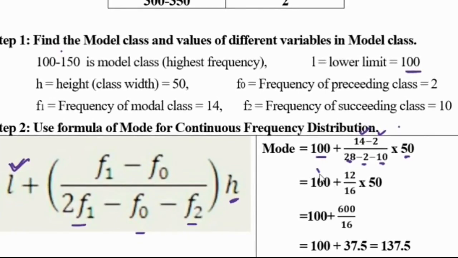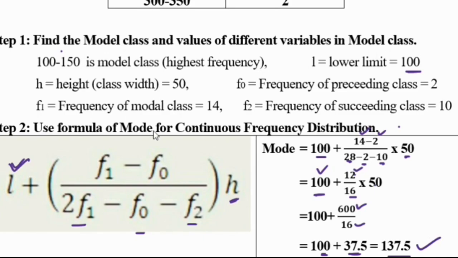So first, don't disturb this 100 till the last step, students. So keeping the 100 as it is, 14 minus 2 is 12. From 28, subtracting 12 gives 16. 12 into 50 is 600 by 16. 600 by 16 is 37.5. Now we have to add this 100 to 37.5, which is 137.5.